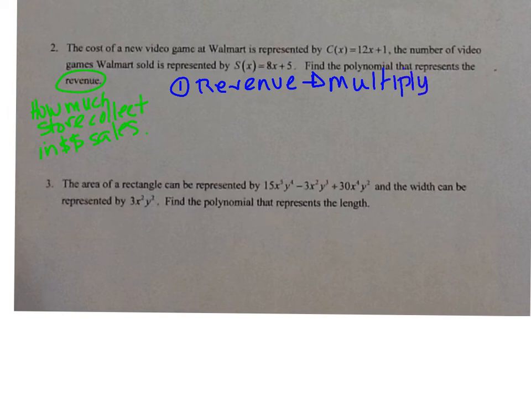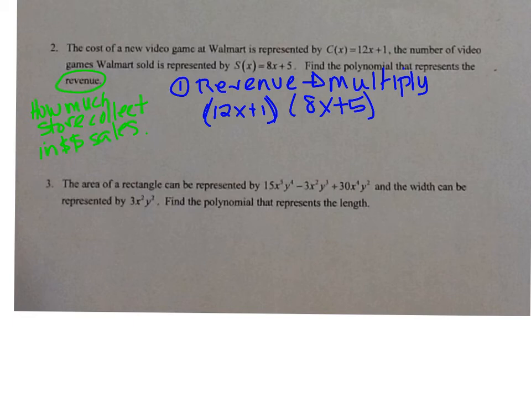Okay, so we're going to multiply 12x plus 1. That's how much each game cost. And how many games were sold. So that's 8x plus 5. So we're multiplying the two binomials together. All right, so are you guys ready?